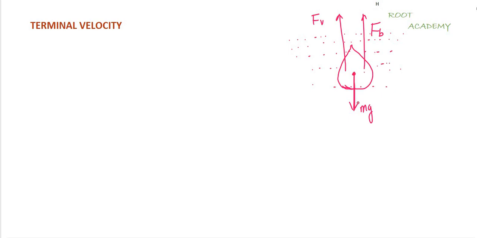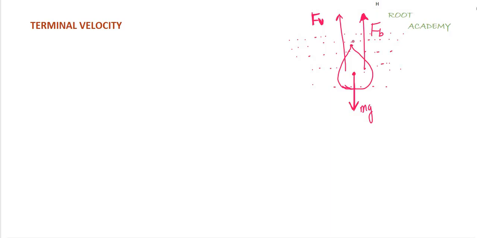One force is downward, which is due to gravity, mg. One force is Fb, which is the buoyant force, the upthrust force experienced by any object which is inside the fluid. And the third force is due to viscosity.